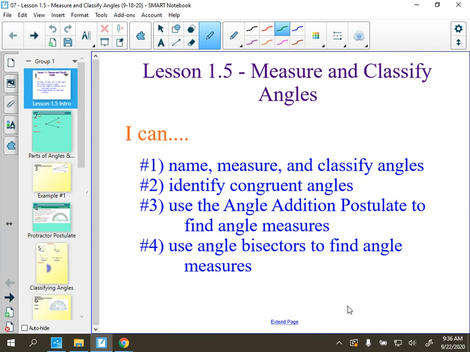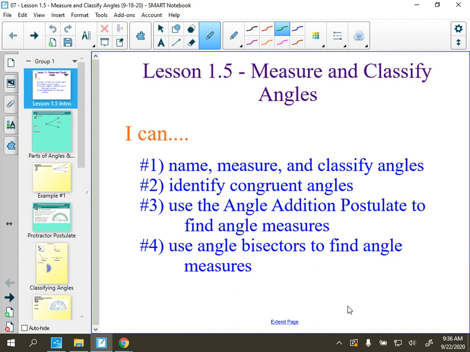All right, and here are the lesson 1.5 measure and classify angles notes. So you can kind of see we got a pretty good amount to get through, a little bit longer of a lesson here. We'll go through all the different ways to name, measure, and classify angles. What is an angle? Talk about some of the different parts of it. Talk about congruent angles. Get into some postulates. We'll talk about what's called a protractor postulate and the angle addition postulate, and then this idea of angle bisector.